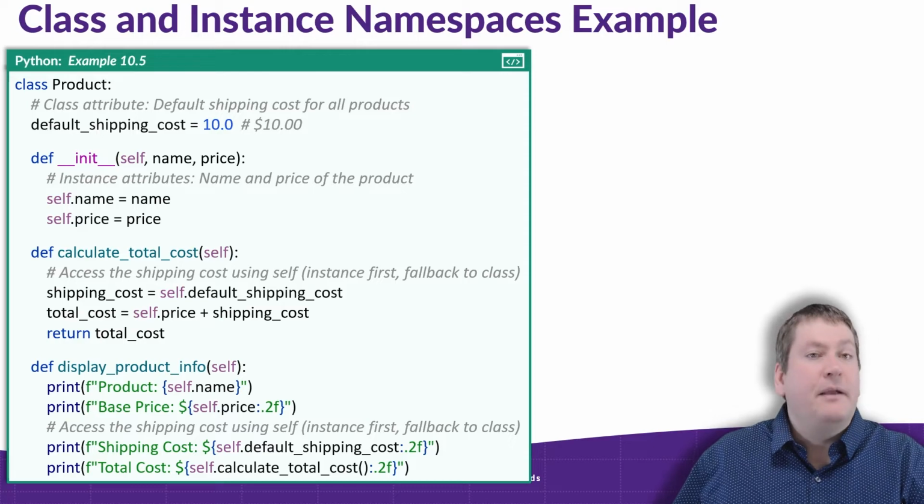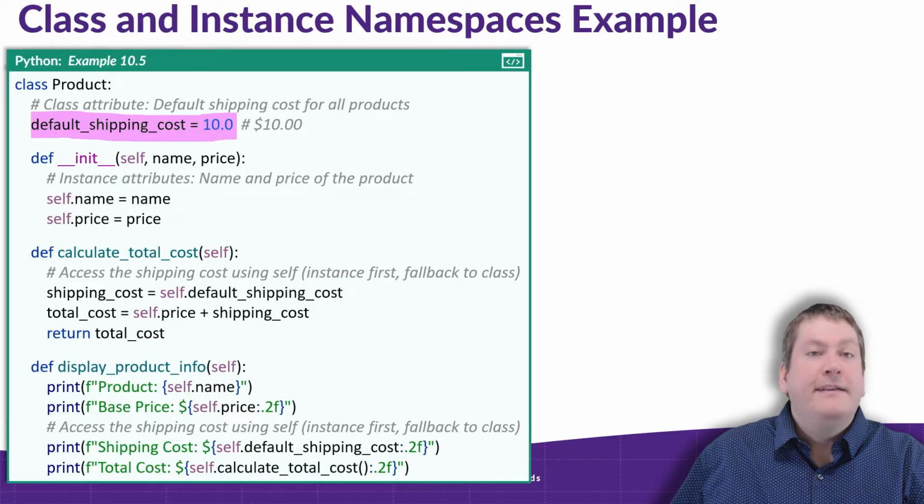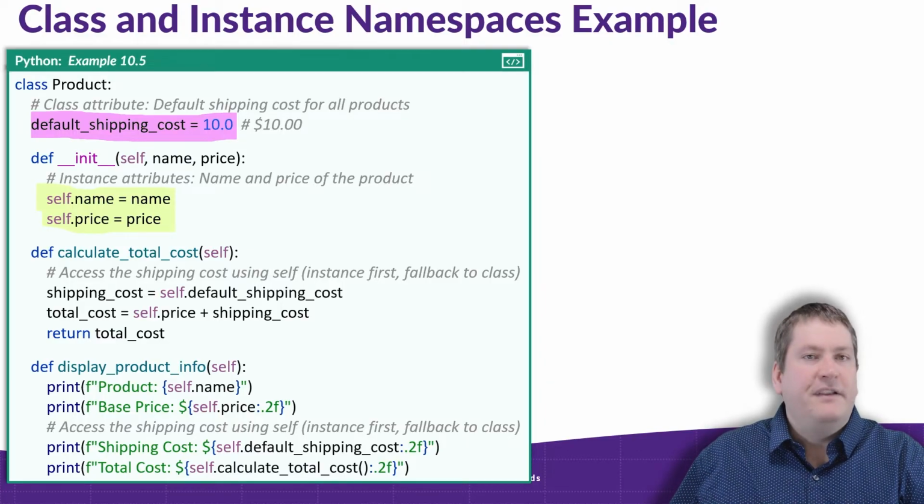And now we have a new class named Product. And at the top of this class, we have a class attribute that defines the default shipping rate. And we're going to set that to $10 to start with. We also have an init method, and this is sort of the constructor for the class that's called when we create an object of the class. And it's defining two instance attributes, name and price. We also have a calculate total cost method, which calculates the total cost of this product, and it includes the shipping rate. And the way we get the shipping cost is by looking it up through the self keyword.